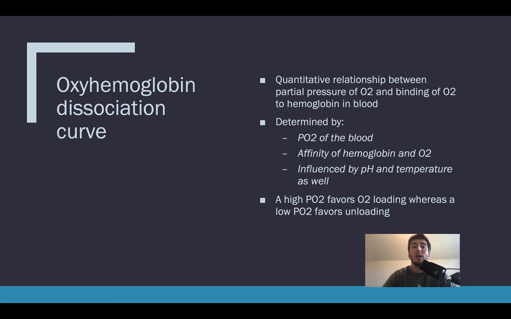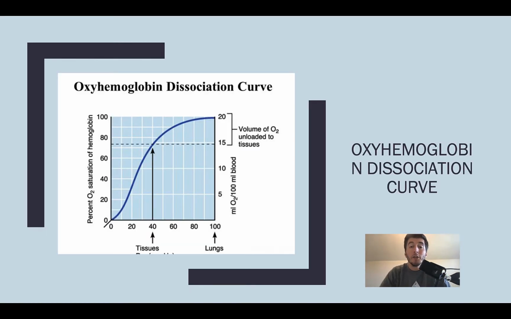So, in general, a high partial pressure of oxygen is going to favor oxygen loading, going to favor oxygen binding to hemoglobin. The lower that partial pressure of oxygen gets, the more likely we are to unload that oxygen and get rid of it. So this is what the oxyhemoglobin dissociation curve looks like, right? Oh my gosh, this looks terrible right here. I apologize.